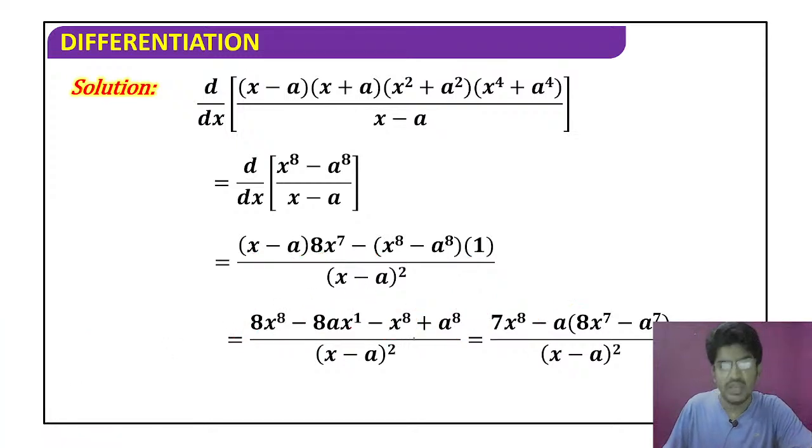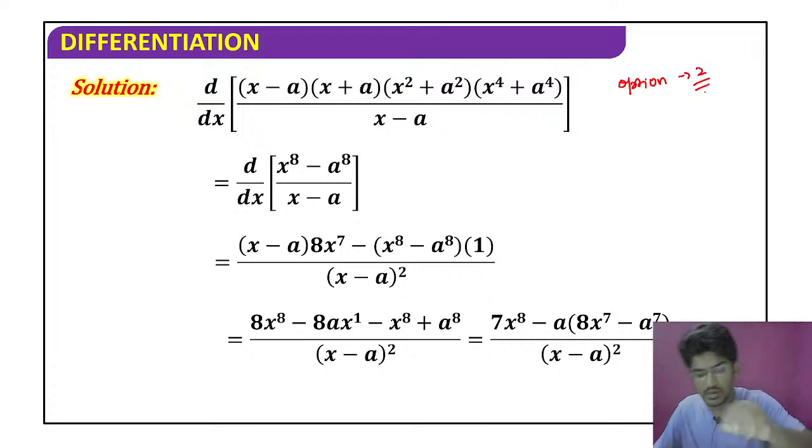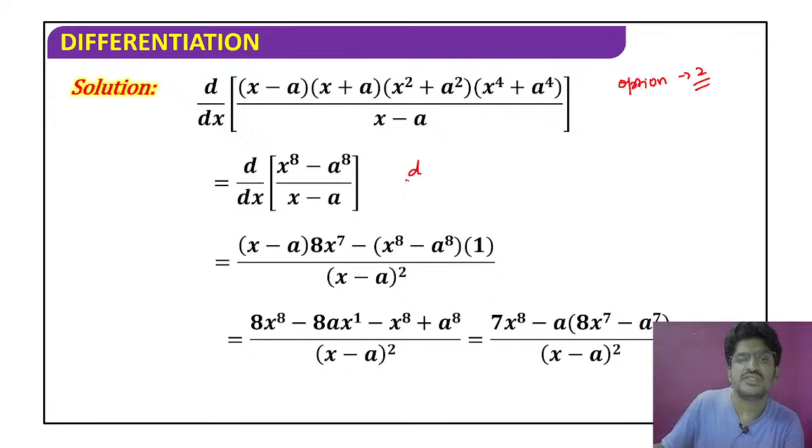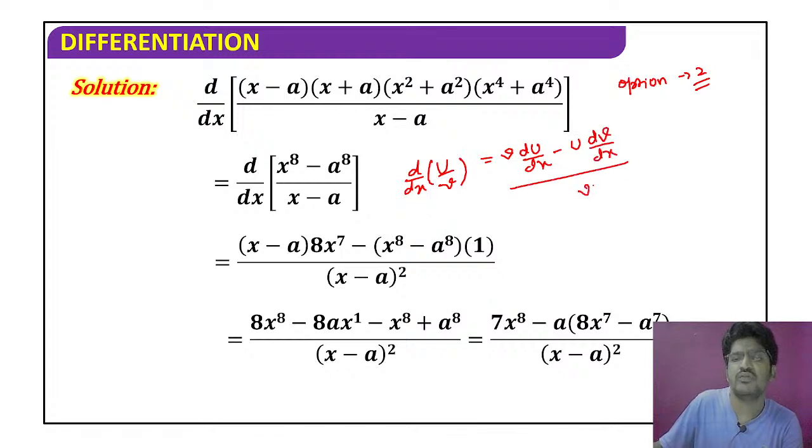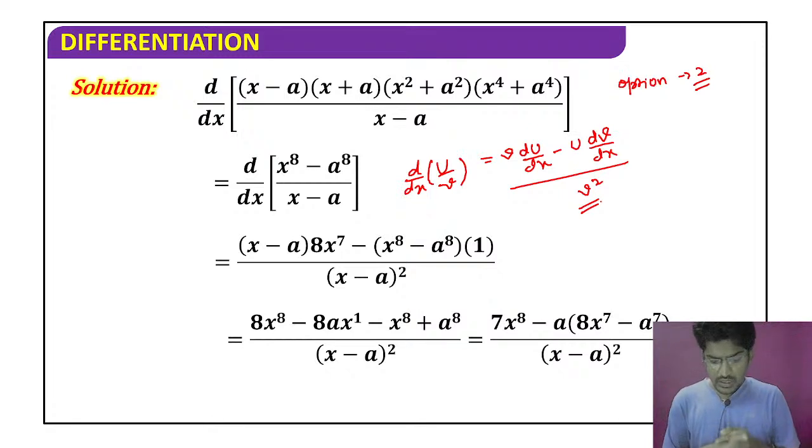So quickly tell me everyone, have you understood this? Therefore option 2 will be the right answer. Option 2 will be the right answer. Clear? This is nothing but the differentiation of u by v rule: v into du by dx minus u into dv by dx, divided by v square. Clear? Quickly tell me, all of you. Okay.